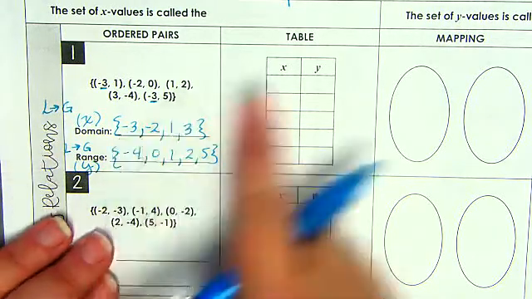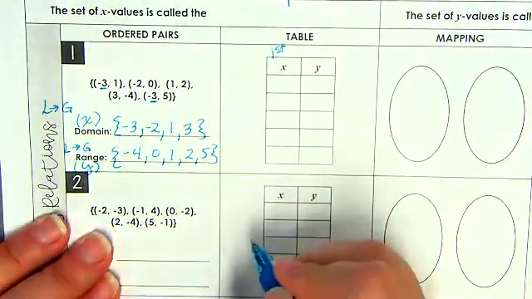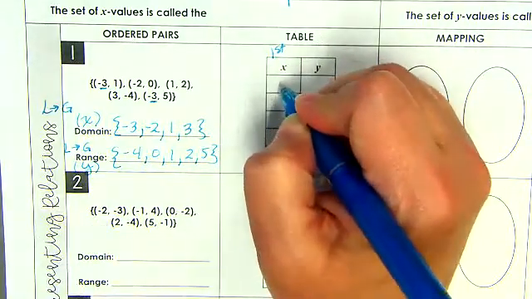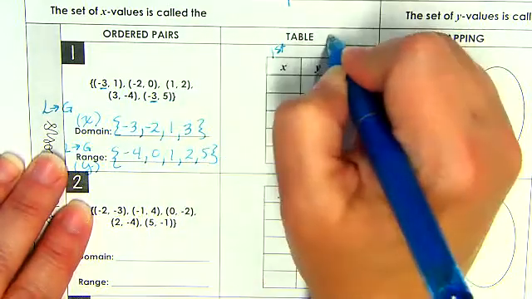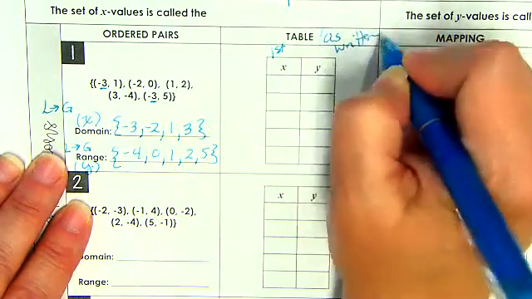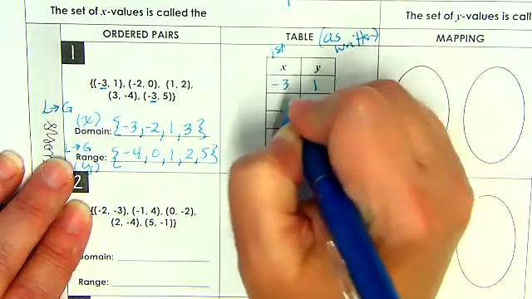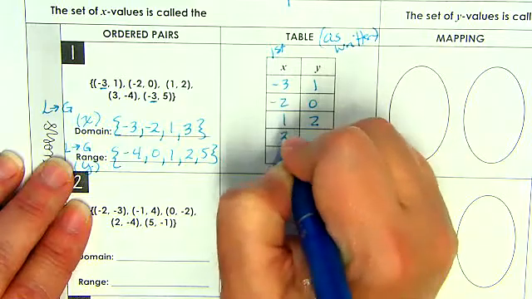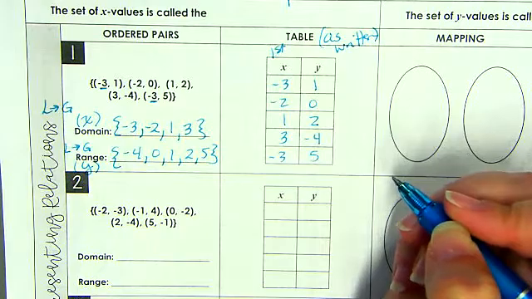Okay, so now we're going to put the table. We always put the X done first because the Y depends on the X. And we put these in order as they are written. Okay, so this is just as the ordered pairs are written. There's not a specific way you have to write the ordered pairs. -3, 1, -2, 0, 1, 2, 3, -4, -3, 5. Okay, so there's a table.